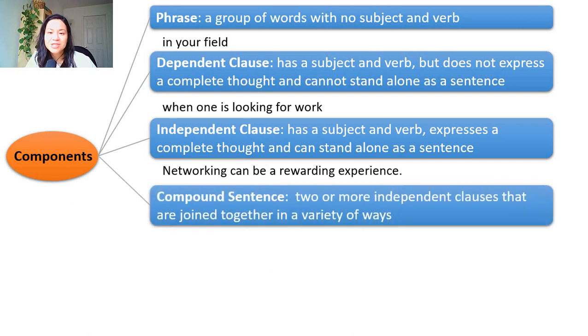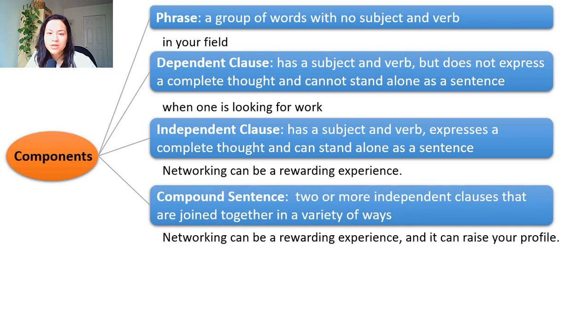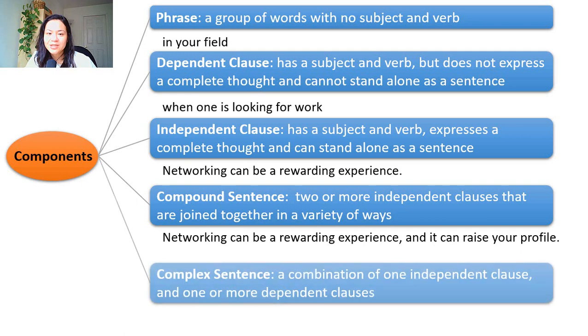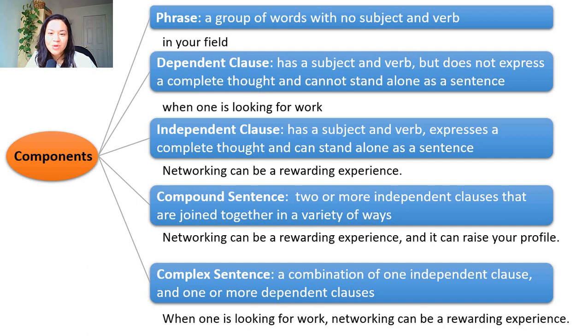Compound sentences consist of two or more independent clauses that are joined together in a variety of ways. Networking can be a rewarding experience and it can raise your profile in your field. Finally, a complex sentence, a combination of one independent clause which contains the main idea of the sentence and one or more dependent clauses. When one is looking for work, networking can be a rewarding experience.